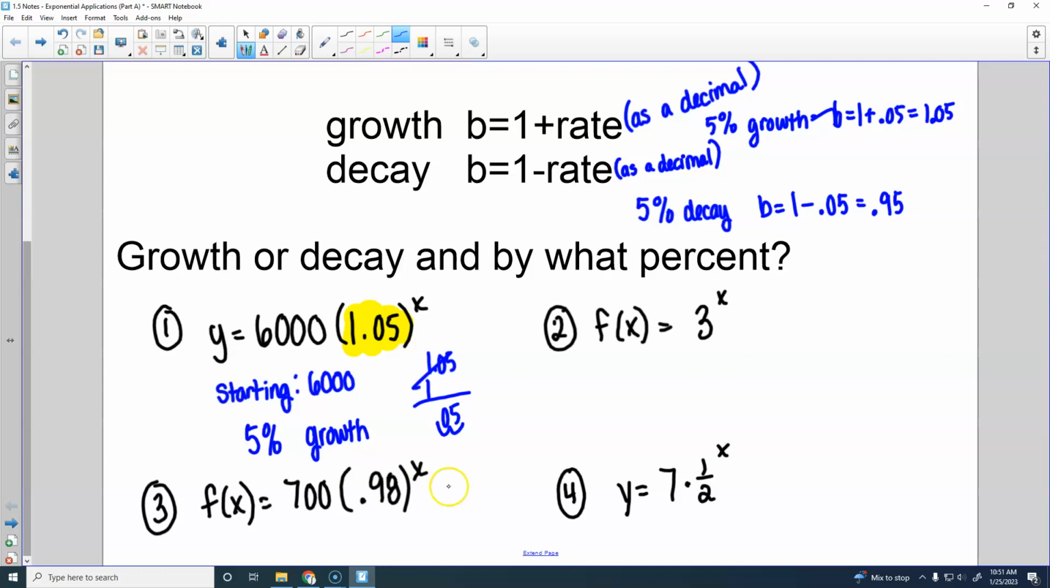I think that's particularly helpful on problems like number 2, where we have 3 to the x, because this always confuses me. I get my percents messed up here. So, this one's tricky too. What's the starting value for this? Is it 1 or 3?